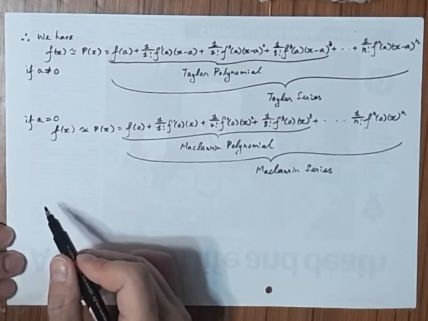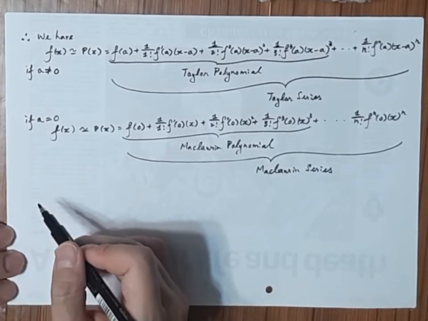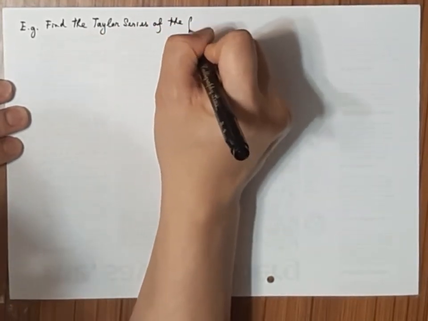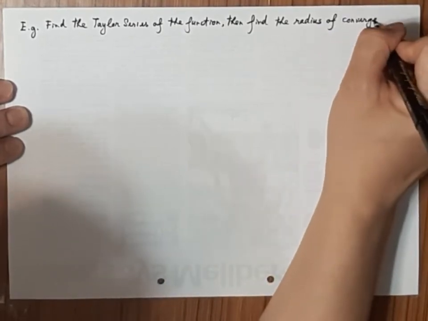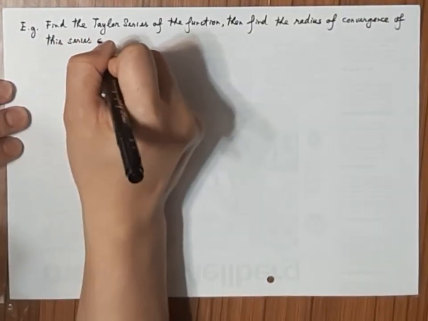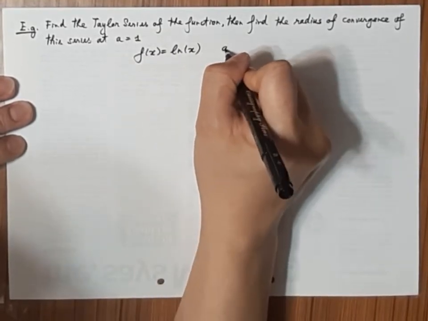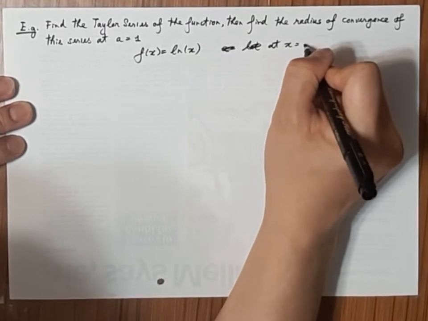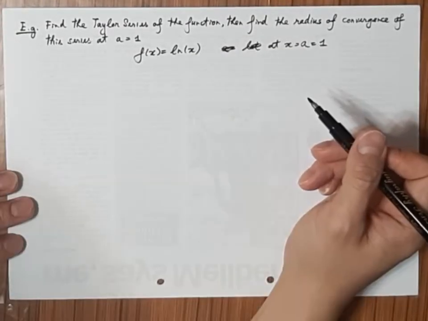We will have an example of Taylor series to estimate a function. Now we have an example. We try to find the Taylor series of the function, and also find the radius of convergence of this series, at a equal to 1. The function itself is log x. We estimate the function at the point x equal to a equal to 1, and we try to find the Taylor series of it and the radius of convergence of it.